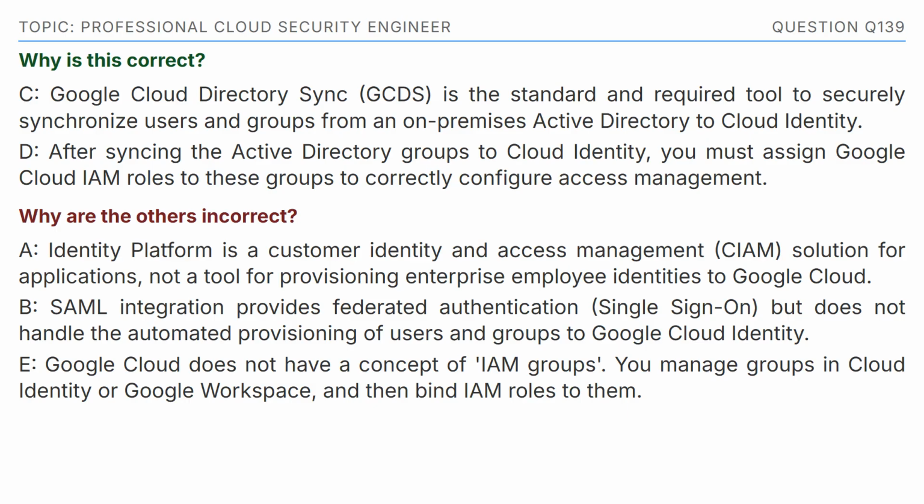A. Identity Platform is a customer identity and access management (CIAM) solution for applications, not a tool for provisioning enterprise employee identities to Google Cloud. B. SAML integration provides federated authentication and single sign-on, but does not handle the automated provisioning of users and groups to Google Cloud Identity. E. Google Cloud does not have a concept of IAM groups. You manage groups in Cloud Identity or Google Workspace, and then bind IAM roles to them.